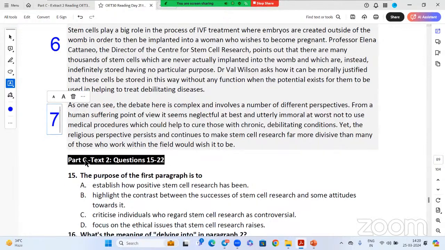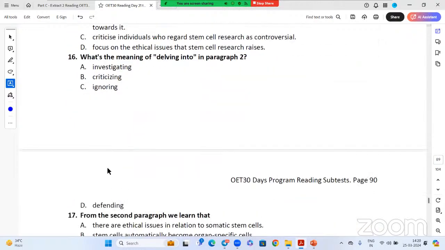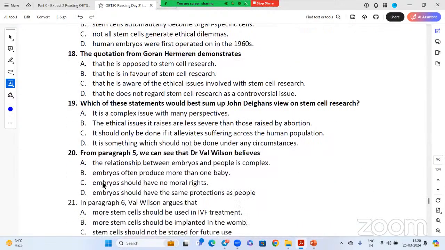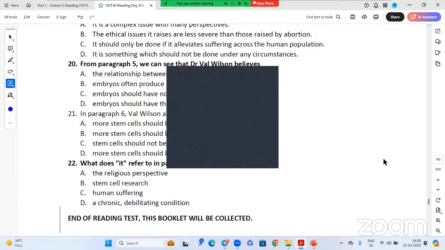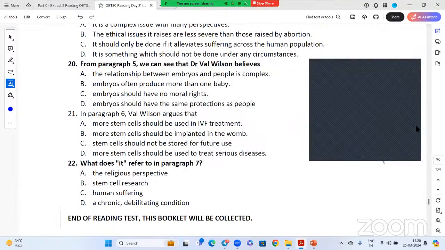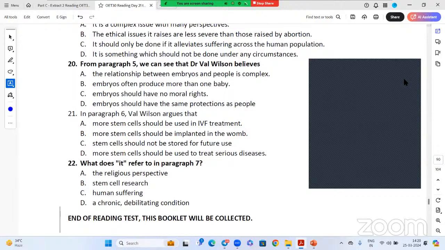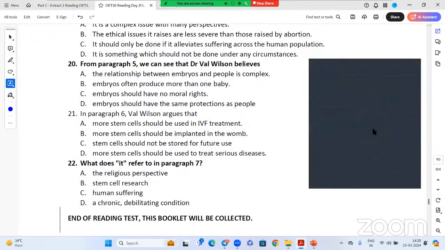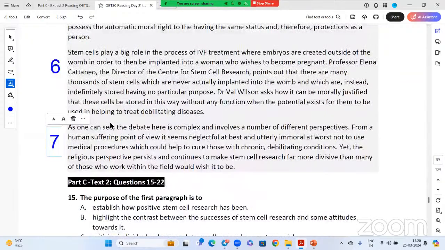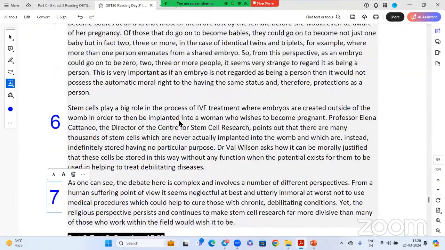But if you see the questions 1, 2, 3, 4, 5, 6, 7, and 8, there are 8 questions here. Now 8 questions and 7 paragraphs. That means for one paragraph, there are 2 questions.